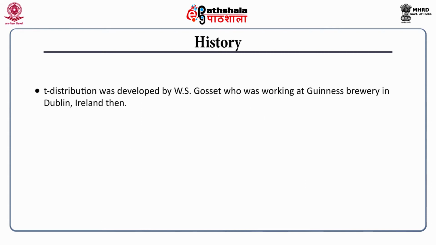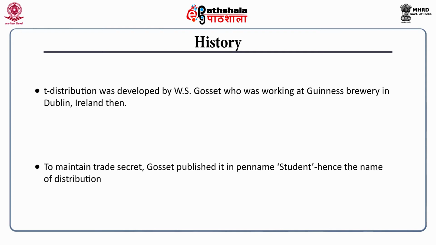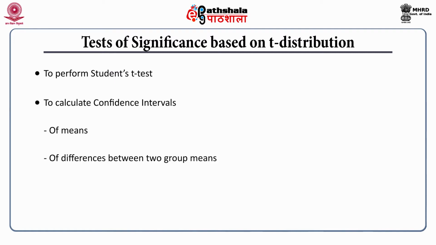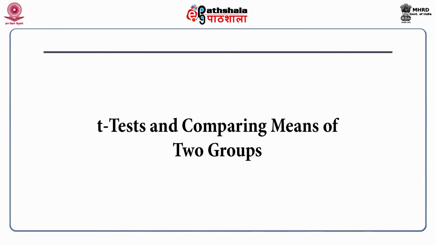The T distribution was developed by W.S. Gossett, who was working in Guinness Brewery, Dublin, Ireland then. To maintain the trade secret, Gossett published it under the pen name of Student, hence the name of the distribution. There are many tests of significance based on the T distribution, especially the students' t-tests, to calculate the confidence interval of the means and difference between two group means, in linear regression analysis, and in Bayesian analysis.